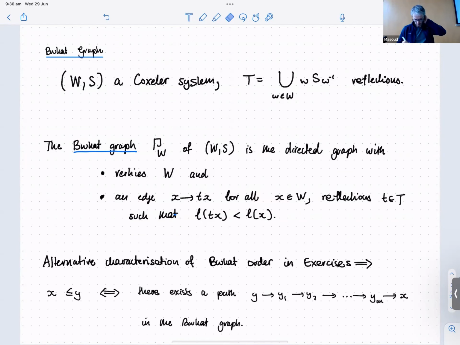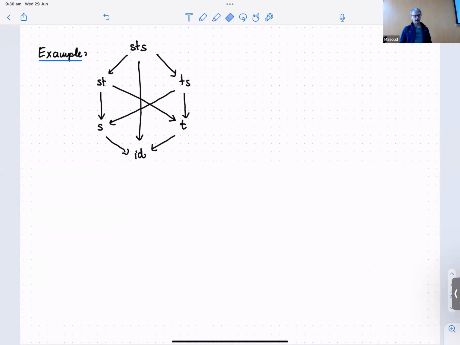So in the exercises, we saw that Bruhat order is precisely generated by what I've written in point 2 there. x is less than or equal to y if I can find a chain going down in my group from y to x, where at each step I multiply by a reflection and decrease length. That alternative characterization tells me that in this big Bruhat graph, and here's a picture of the Bruhat graph for S3, x is less than or equal to y if I can find a path from y down to x in the Bruhat graph.